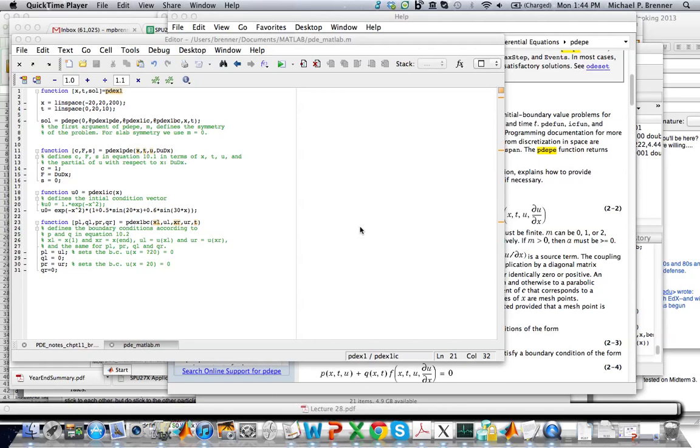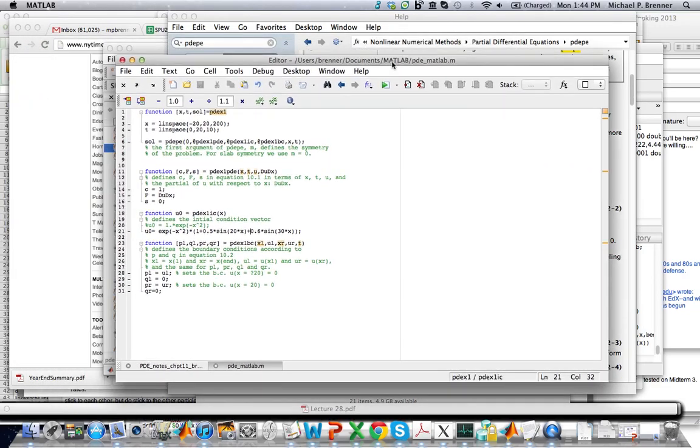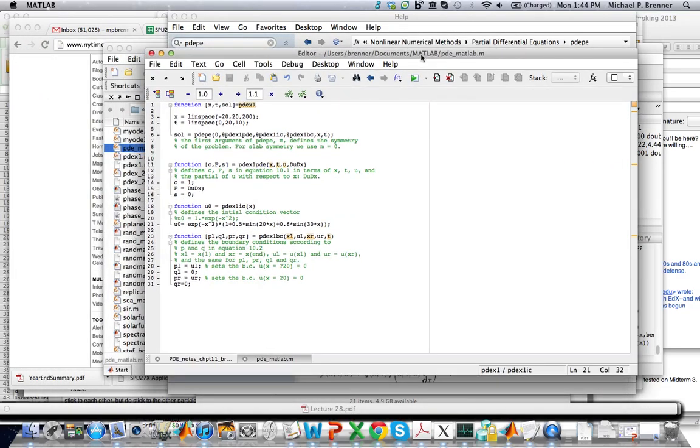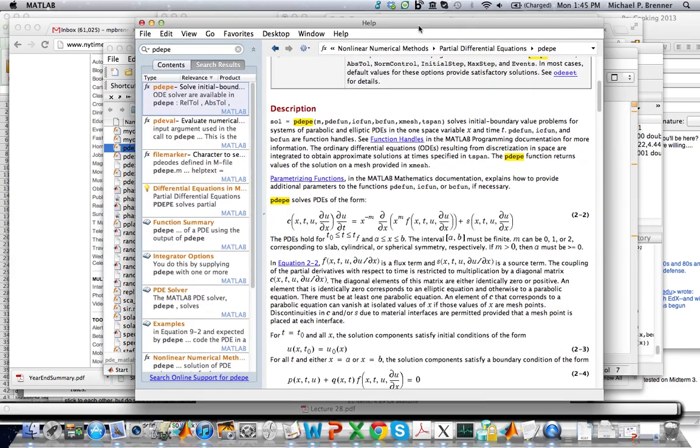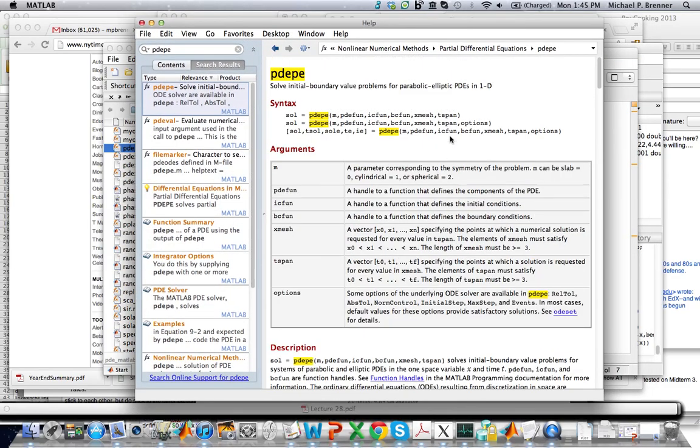I want to describe how to use the MATLAB program for solving PDEs that I discussed in class today. So here's the program that I showed you. Basically, it looks like it's written in Greek, but it's all built around this command, pdepe, which, if you go to the help desk on MATLAB, it will show you what it is.